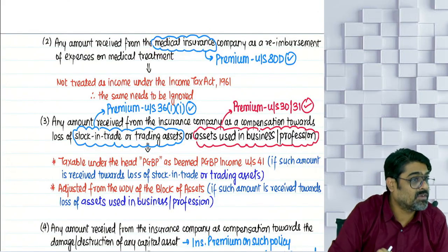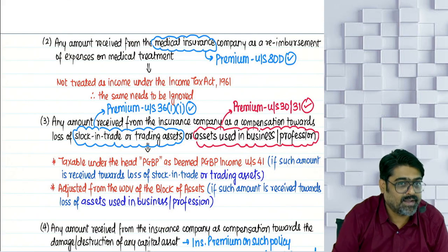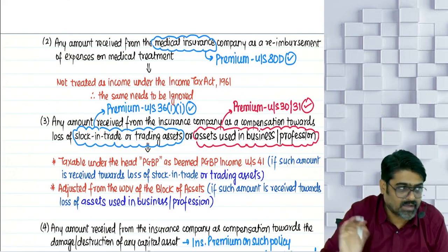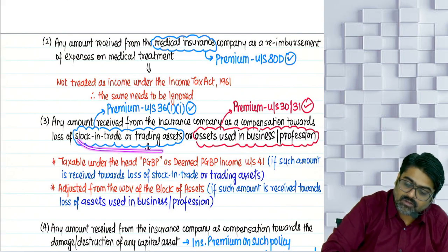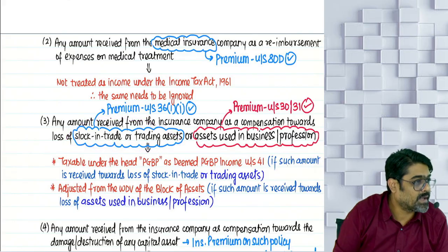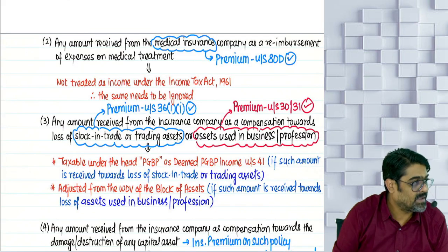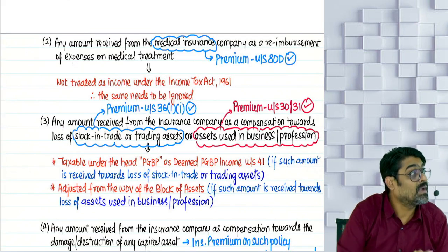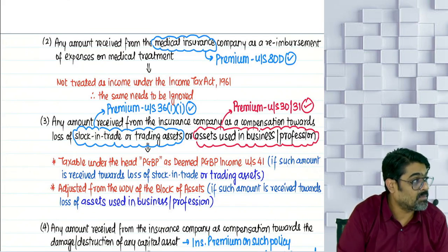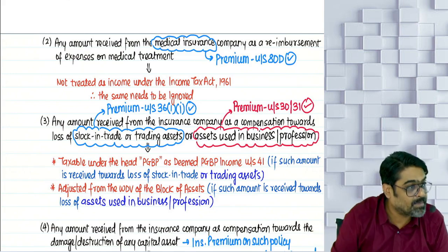Now see, medical insurance policy premium paid is allowed as a deduction. What if the amount is received? Not an income. Ignore that amount. What if the policy was taken for stock in trade or your trading assets? Premium on that policy is allowed under PGBP. But if you receive any amount from the insurance company for damage or destruction of these items, then it will be treated as your deemed PGBP income.